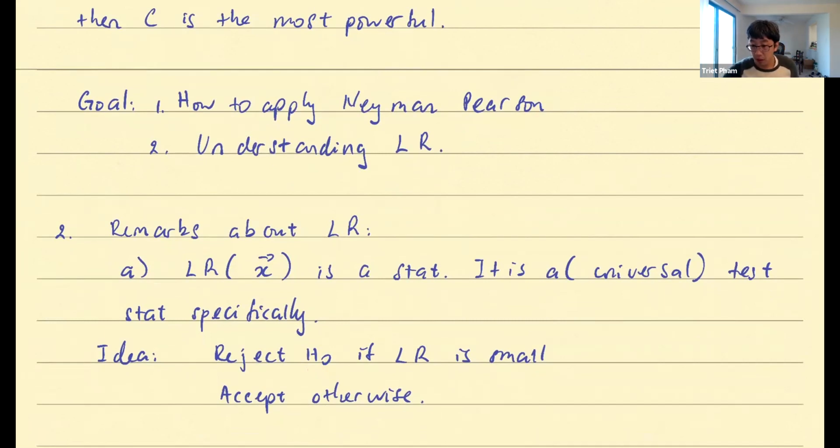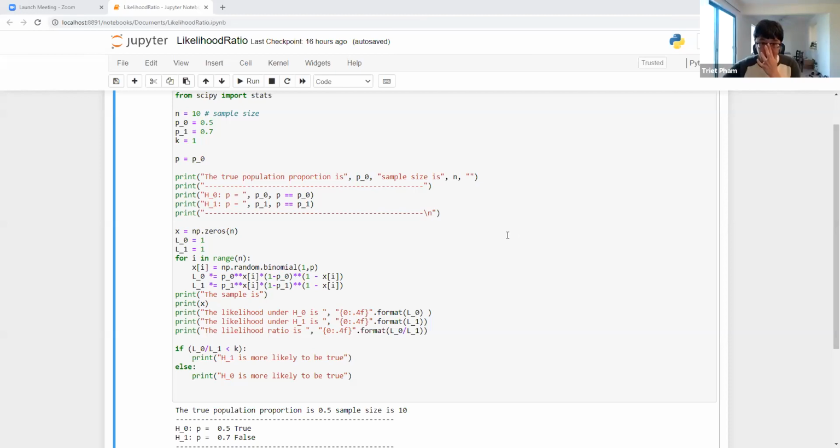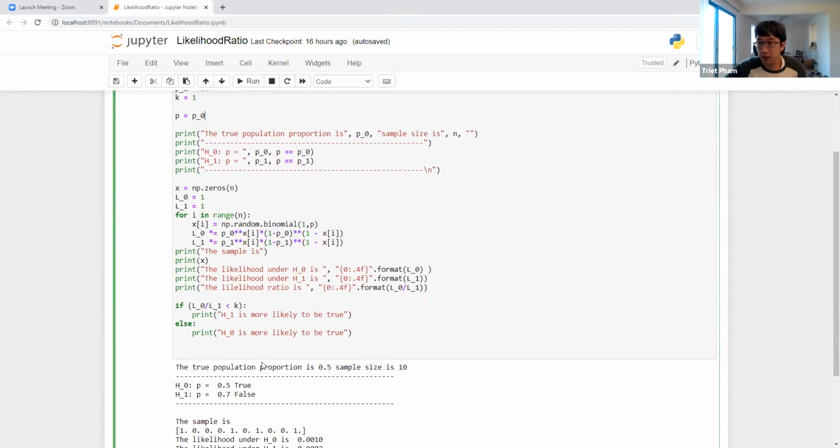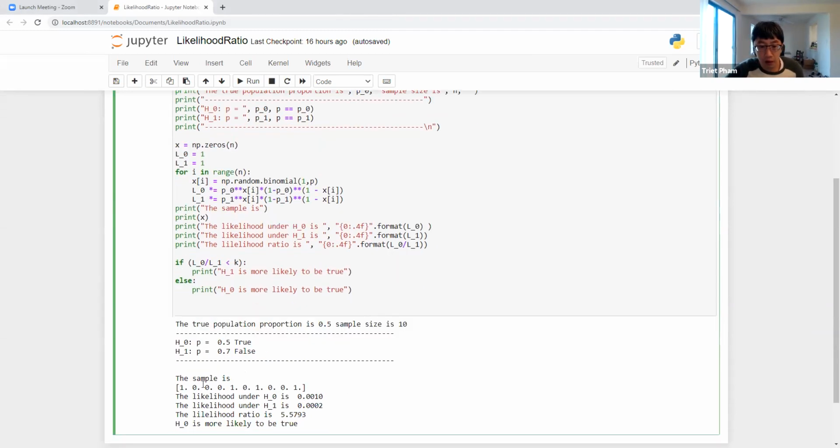So here, let me pause and then give you a demonstration on the code to show you how likelihood ratio works. So here, I generate, this is like flipping a coin. I flip a coin 10 times, and I have two scenarios. Either my coin is fair, or my coin is not fair, it's biased. If you think of 1 as a head, then it's biased toward the head. And then I flip it 10 times, and I see the evidence.